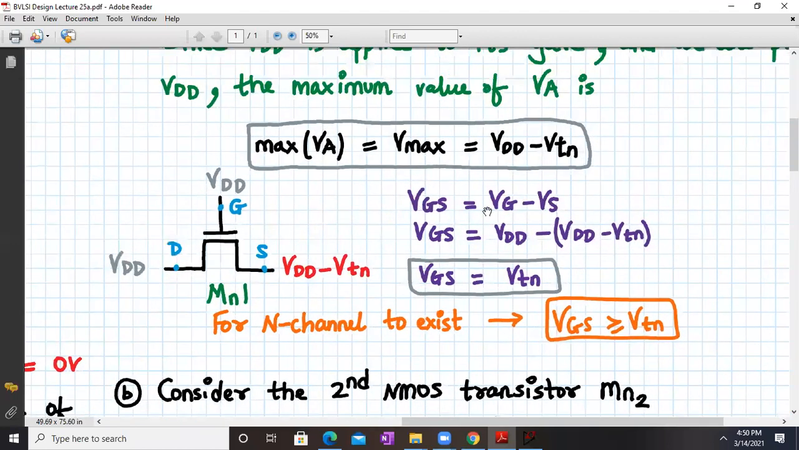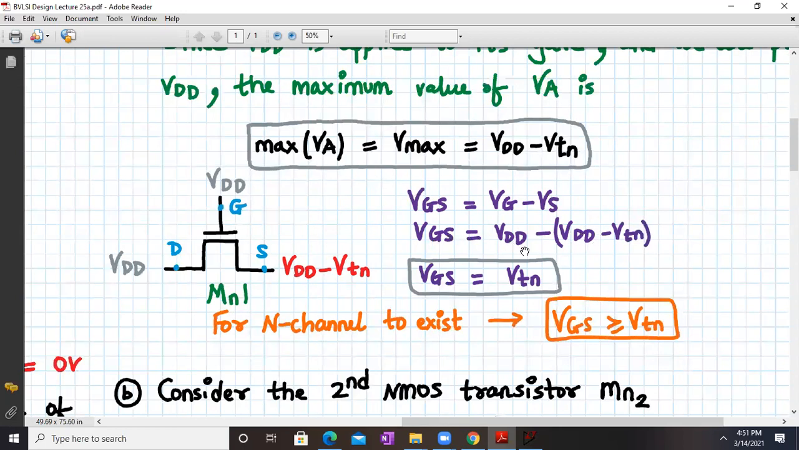What is VGS? VGS is VG minus VS. What is VG? VG is VDD. And how much should VS be? Here I have written VDD minus VTN. Now, why VDD minus VTN, and not only VDD? If VS were also only VDD, what could have happened? Let us consider the scenario that this N-pass transistor passes logic 1, and this is VDD. What would have become of VGS? VGS would have become equal to 0, because it is VG minus VS and VS is also VDD, so VDD and VDD would cancel. VGS will become 0.